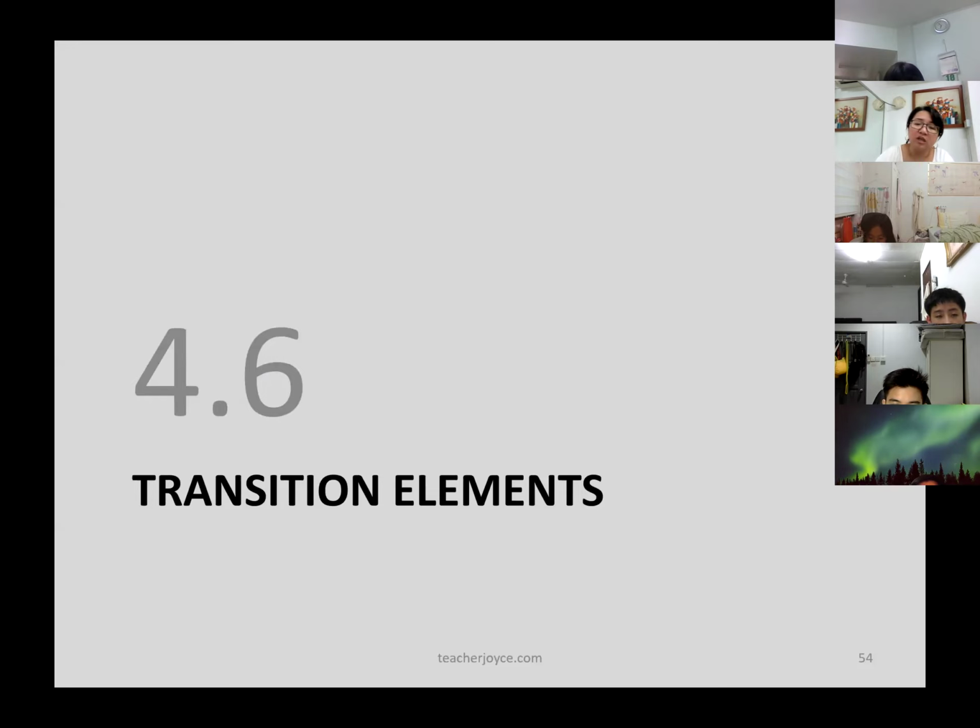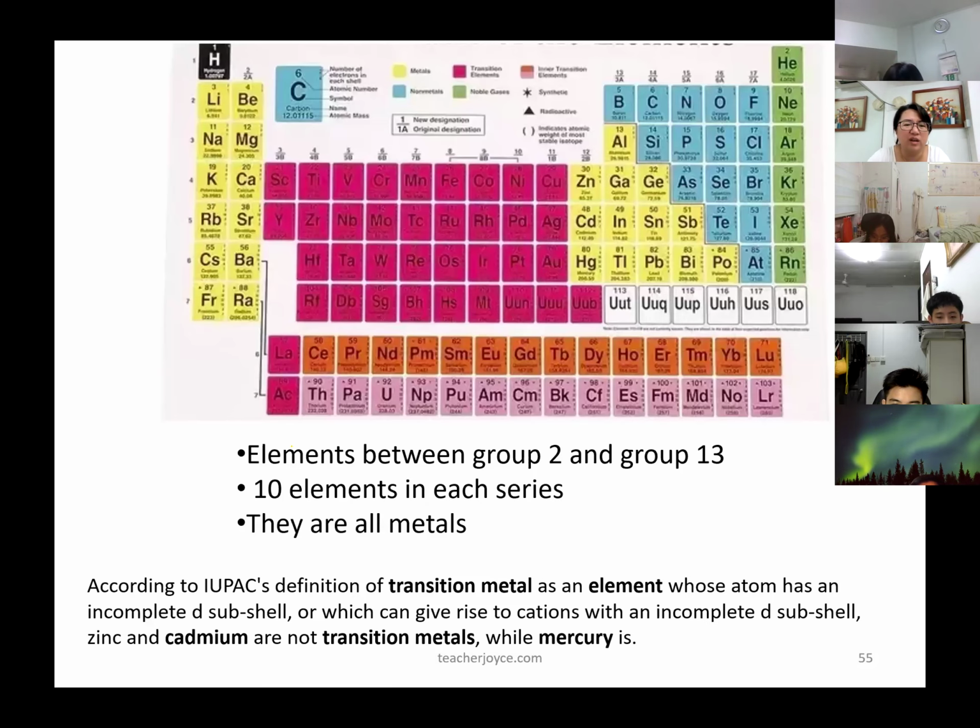So now we go to the next part, called 4.6 transition elements. Where are the transition elements? Guys, look. It's the elements between group 2 and group 13. All the shorty ones, okay? I'm not kidding you. Except for these last three. Look at the yellow ones.